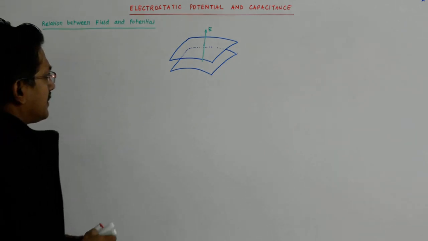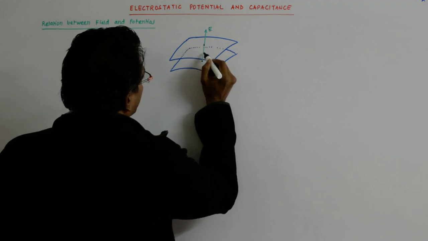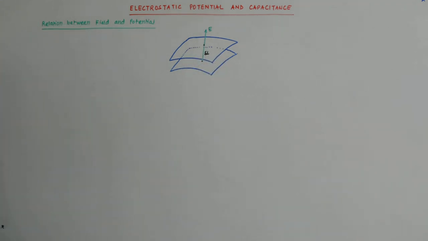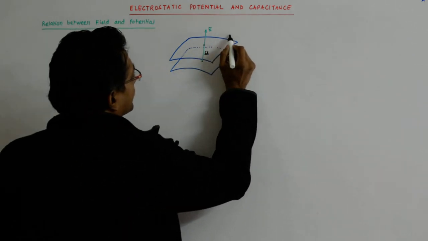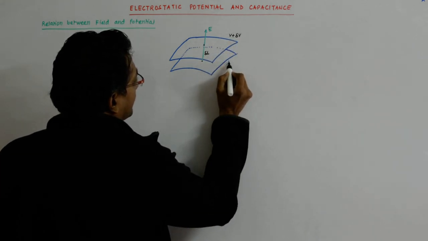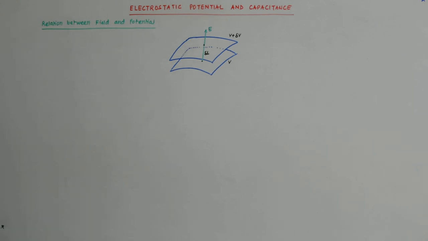Fine? The distance between this and this point is delta L. Okay? We designate this to be V plus delta V, while this potential is V. Okay? Fine.